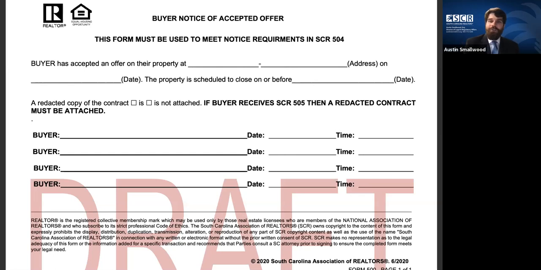Now, again, if we're using this form with Form 505, we must attach a redacted contract. So if we're essentially trying to keep a seller from kicking us out of primary position by using this form, then we have an obligation to show the seller that, hey, this contract that I'm telling you about is legitimate, and it does meet all those criteria, meaning that the only thing we're waiting on is that addendum, that financing contingency.